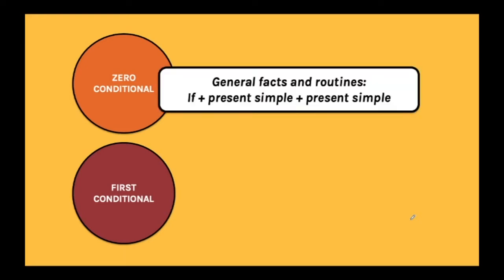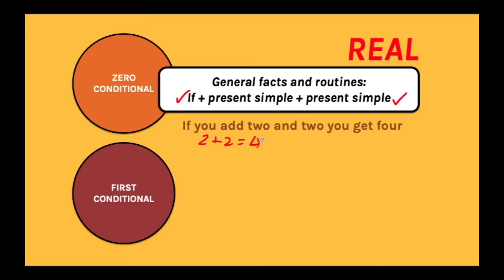The 0 conditional is the conditional sentence we use for real or true situations in the present. We use it for general facts and routines. We use present simple in the condition and we use present simple in the result. One example: if you add 2 and 2, you get 4. 2 plus 2 is 4. This is always true. That's why you use the 0 conditional. Because this is always true, we say that the 0 conditional is a real conditional.